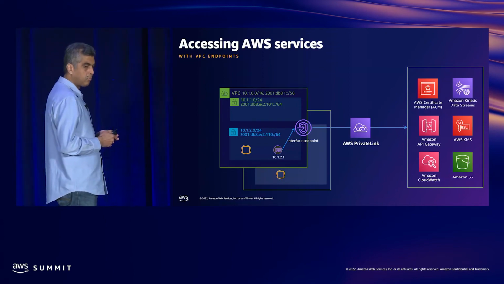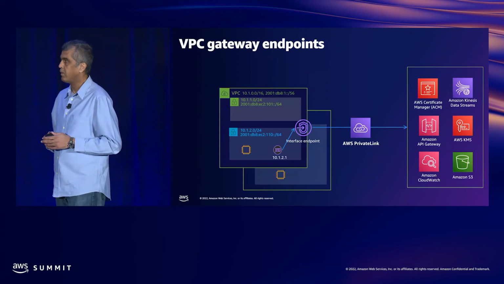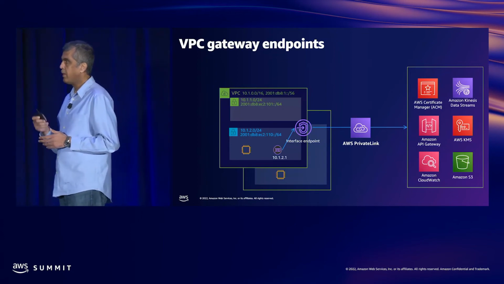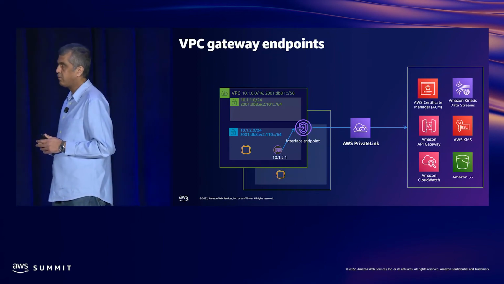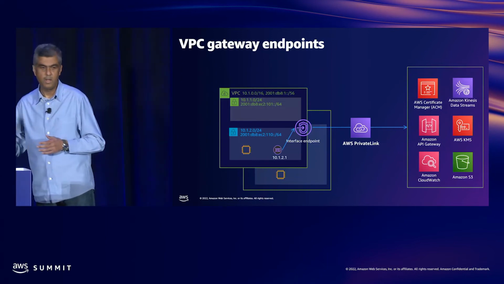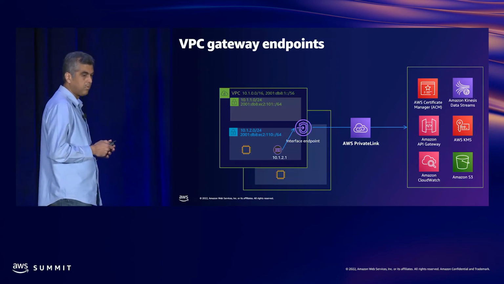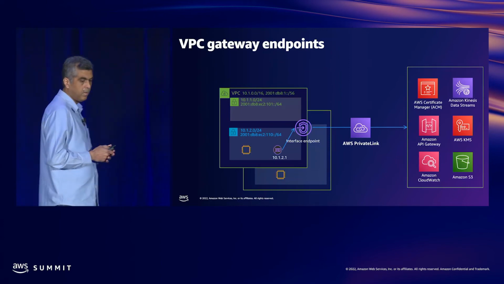Then when your resource needs to talk to that service, it accesses that VPC interface endpoint, and using PrivateLink as the underlying transport, we take care of all the heavy lifting, and your resources can privately talk to the services in question.